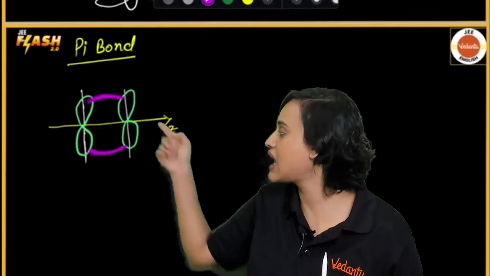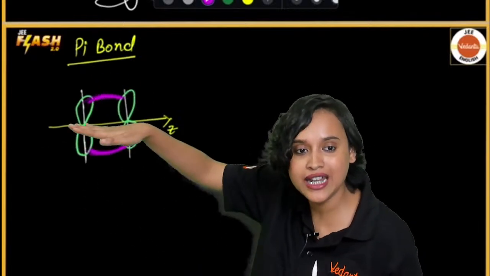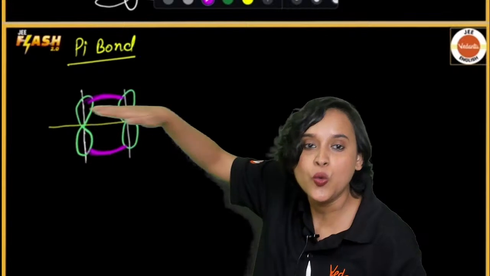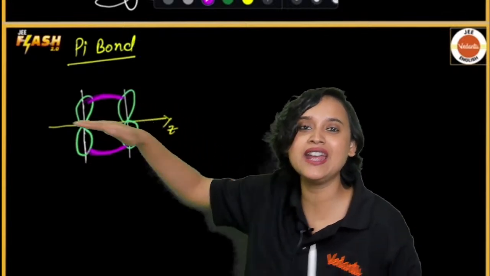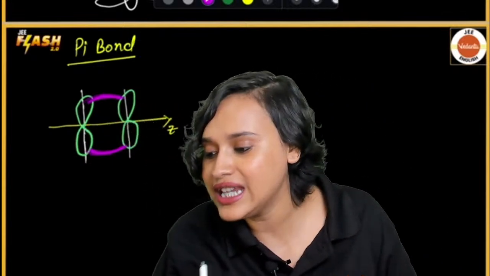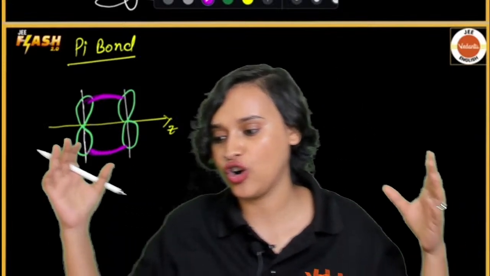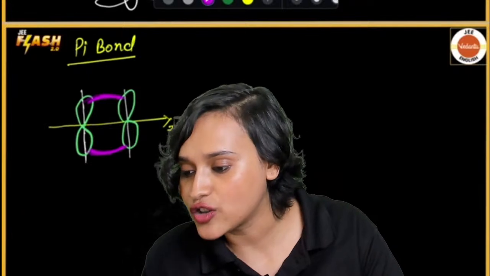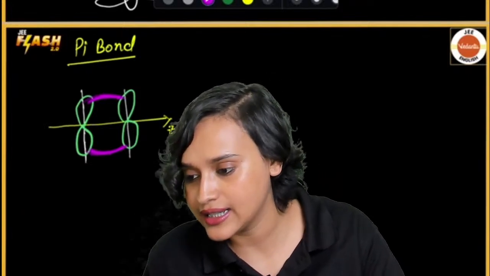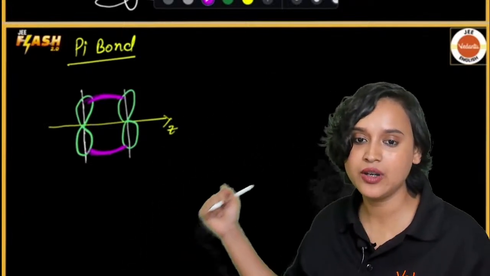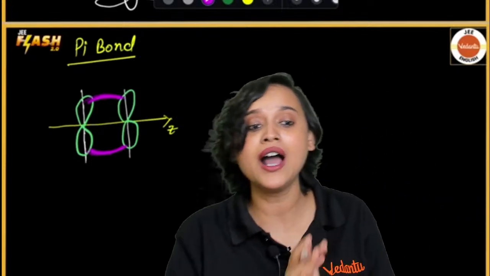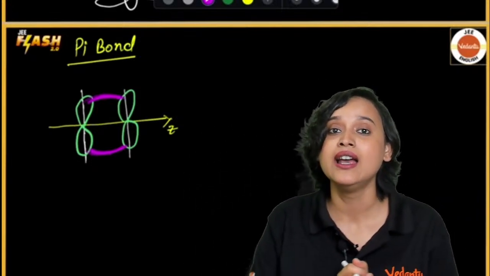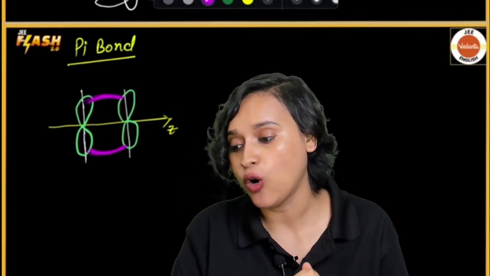Saucer shape clouds of electron you will find, but if you put a plane here, which is called a nodal plane, you will not be able to find any electron. Am I clear, guys? Yes? So pi bond mostly is found in p orbital.